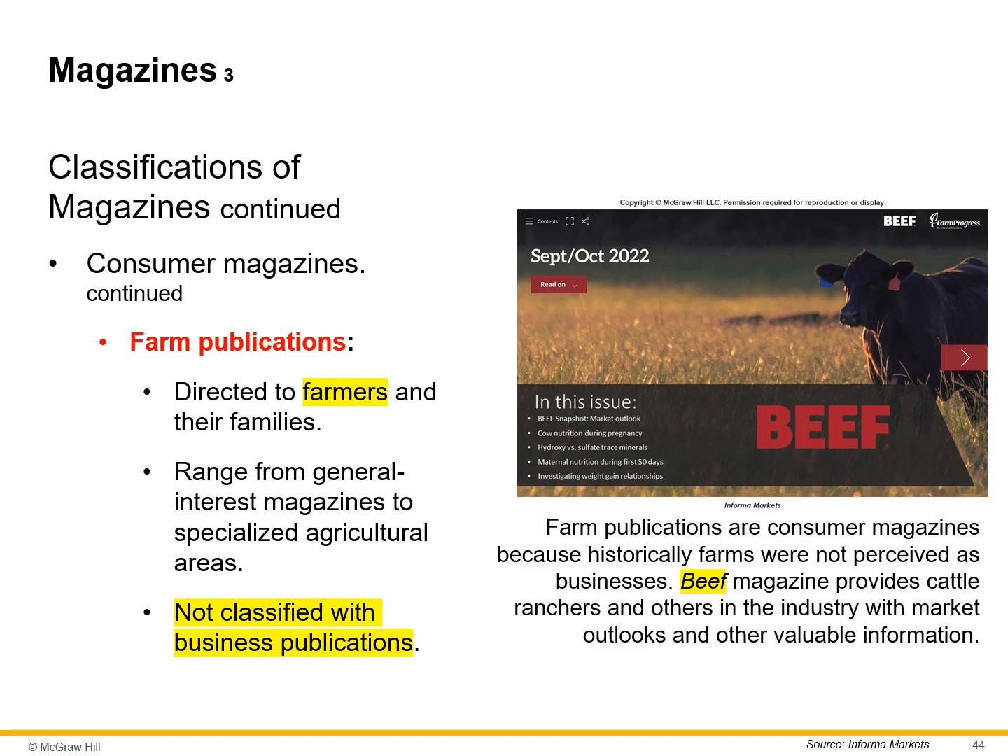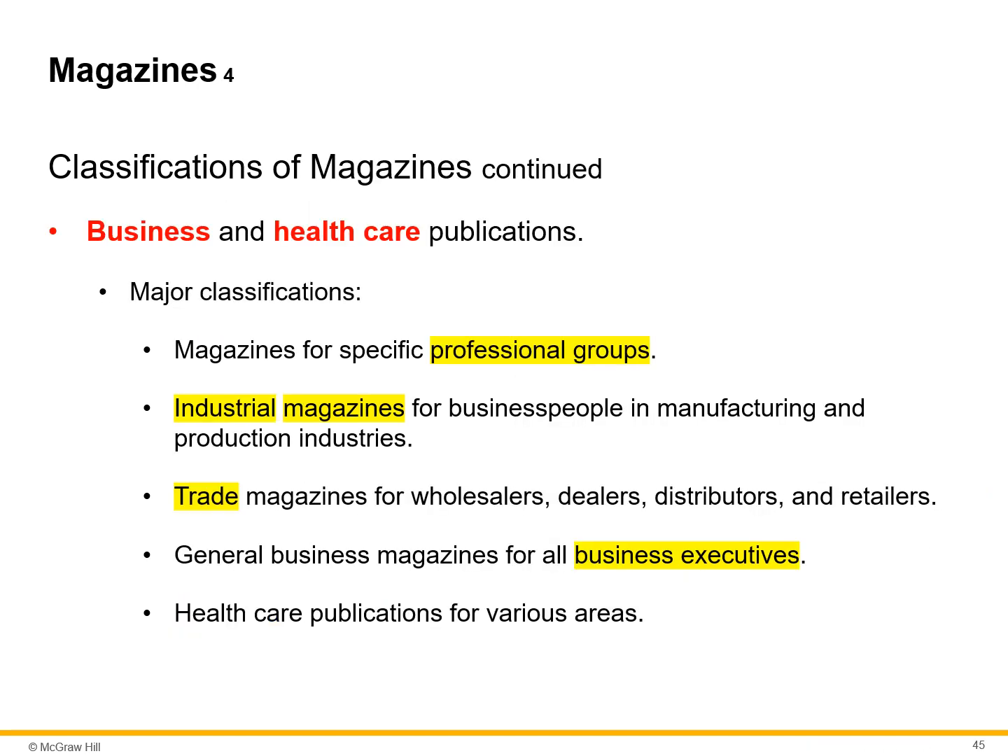Farm publications, right? We normally consider that as a consumer magazine. It's not classified with business publications, right? Like beef, right? Or different for farmers, ranchers. Business and healthcare publications. Magazines for professional groups, industrial magazines for business people, and trade magazines for certain trades, for wholesalers, dealers, distributors, and retailers, and general business magazines for all business executives, and healthcare, of course, for healthcare professionals. Okay, that's business healthcare magazines.